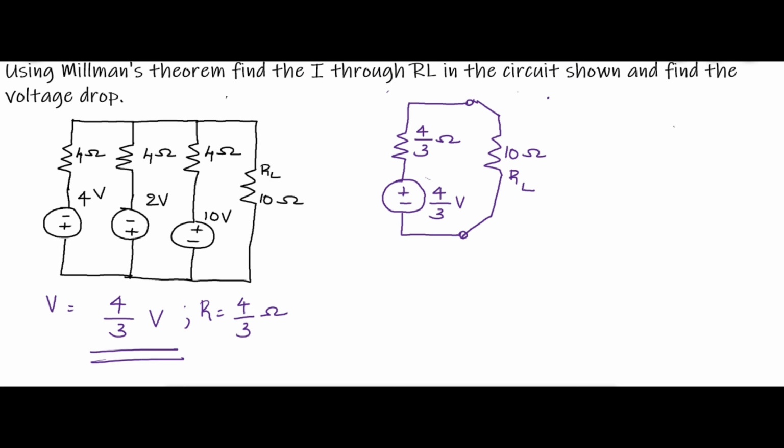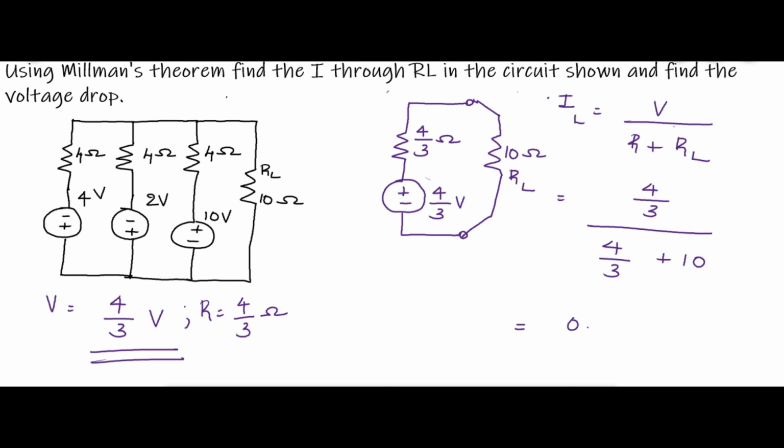Current through RL, that is IL, is equal to V divided by R plus RL. So V is 4 by 3, which is divided by 4 by 3 plus 10. So you will be getting I as 0.117 amps. So first we have determined voltage, then we have determined resistance R. Equivalent series resistance with the equivalent voltage source V can be determined. First R is equal to 1 by G. Then current IL is given by IL is equal to V divided by R plus RL.